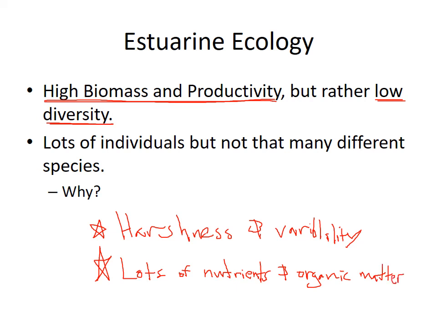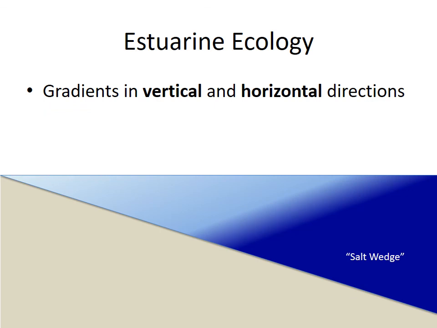I'll evaluate that later. Okay, so let's talk more about the environmental conditions in the estuary and how those influence the life there. So we mentioned that there is a blend of fresh and salt water in the estuary. Where the fresh water comes in is called the head of the estuary, and where the estuary meets the ocean is called the mouth of the estuary. And so there's a horizontal gradient in salinity from the head to the mouth of the estuary of increasing salinity. So that's the horizontal gradient.